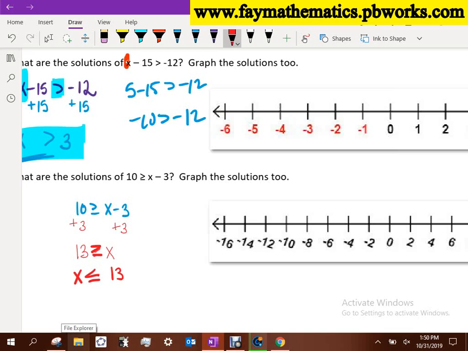That's not an issue with an equal sign, because an equal sign is the same either way, left to right, as you read it. With an inequality, you have to pay attention to that idea. Okay? So now x is less than or equal to 13. Well, I go find 13 on my number line.